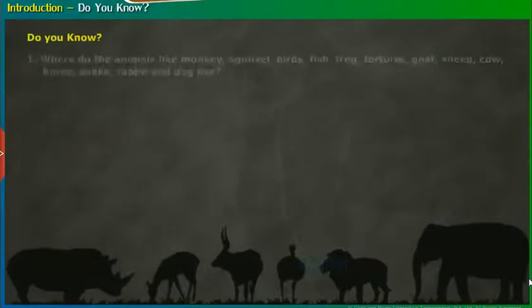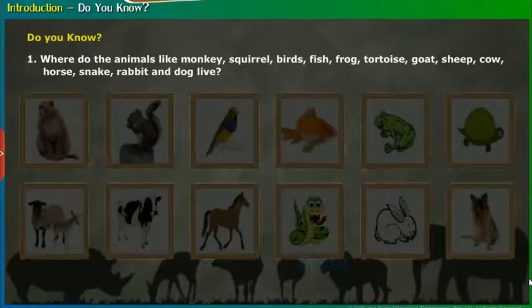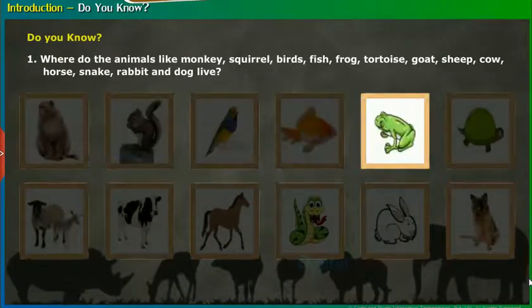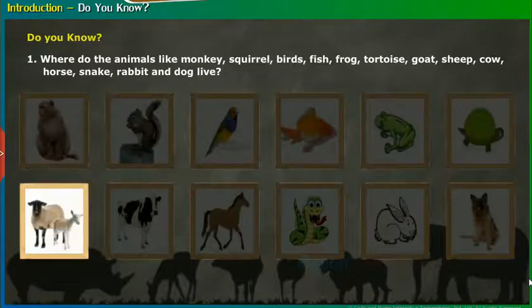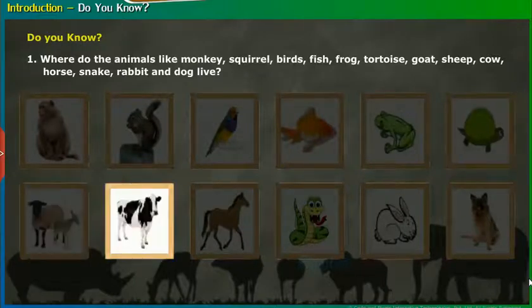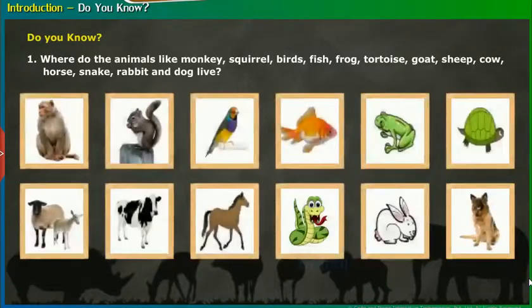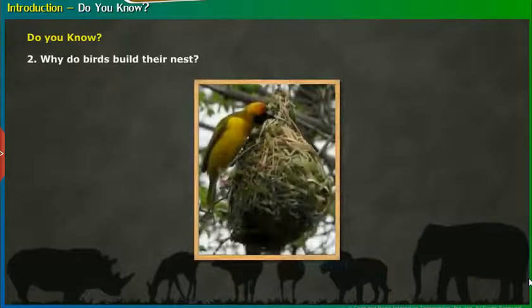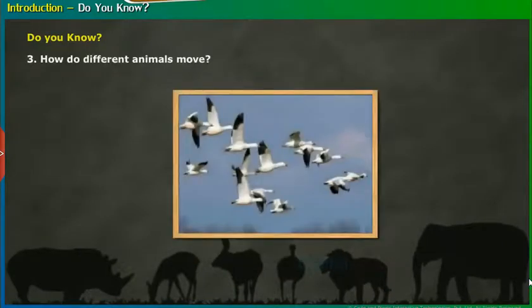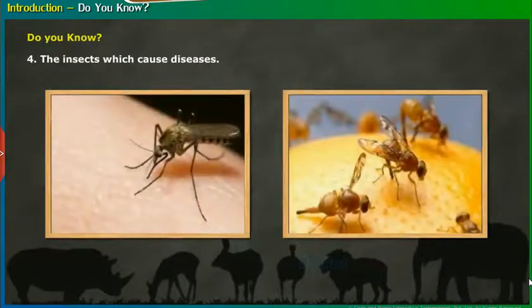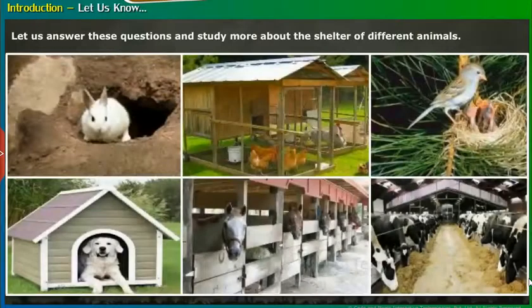Do you know? Where do the animals like monkey, squirrel, birds, fish, frog, tortoise, goat, sheep, cow, horse, snake, rabbit, and dog live? Why do birds build their nest? How do different animals move? The insects which cause diseases. Let us answer these questions and study more about the shelter of different animals.